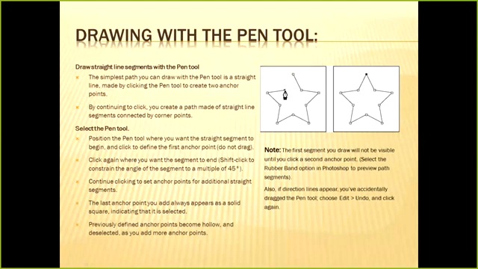The first segment you draw will not be visible until you click a second anchor point. Select the rubber band option in Photoshop to preview past segments. Also, direction lines will appear if you accidentally drag the pen. I will show you what that is like.